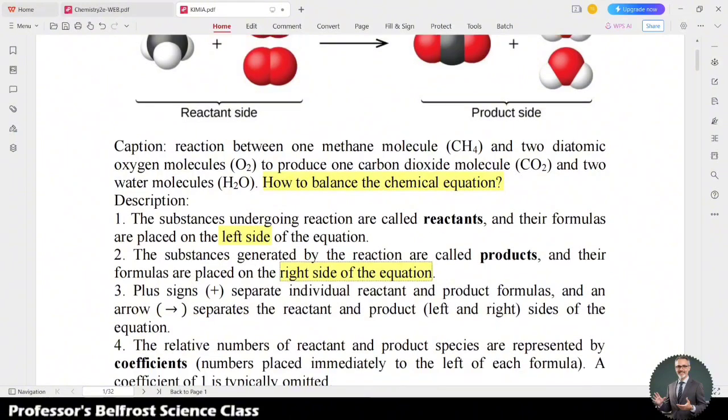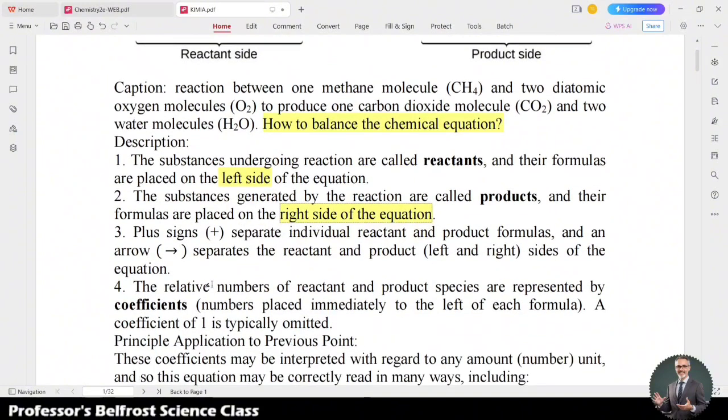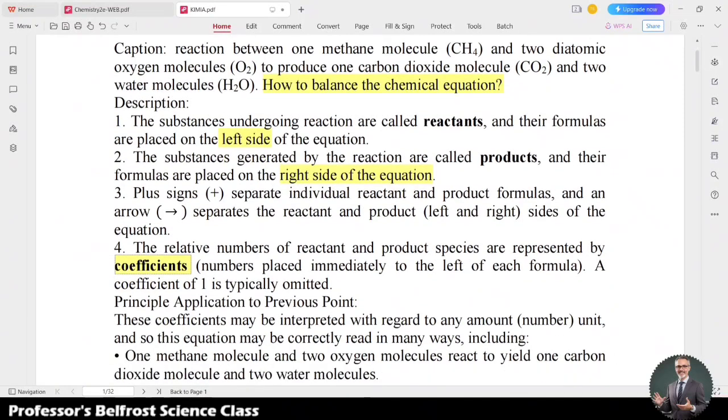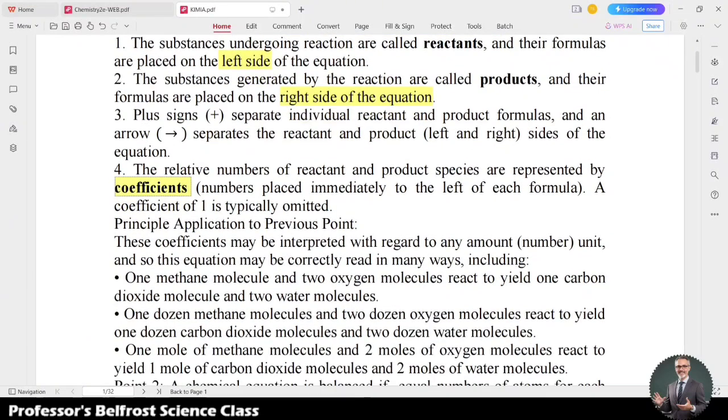Okay, and the relative numbers of the reactant and product species are represented by coefficients, which is a number placed immediately to the left of each formula. A coefficient of one is not needed, so we typically omit it. Okay. So what's the application of this point? Okay, of the figure above.